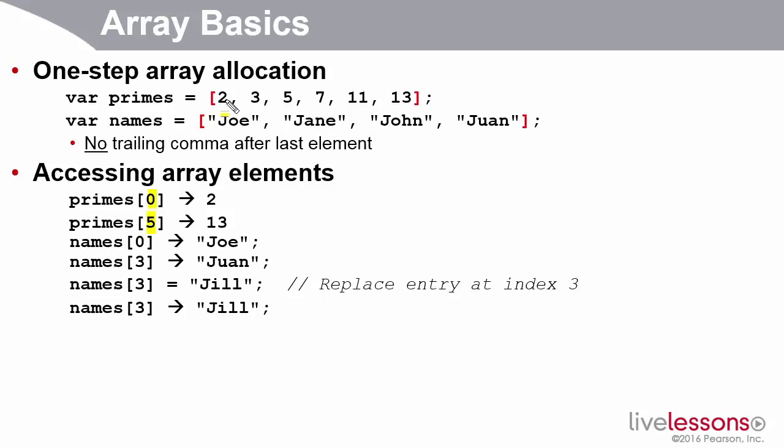So primes has 6 things: 2, 3, 5, 7, 11, and 13. The first entry is entry 0. The last entry is entry 5. 6 in total, but they're numbered 0 to 5, not 1 to 6. And same thing for the entries that are strings. The first one is entry 0. The last one, since there are 4 elements, is entry 3.